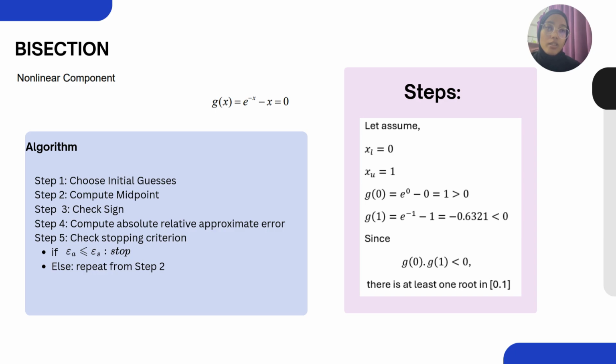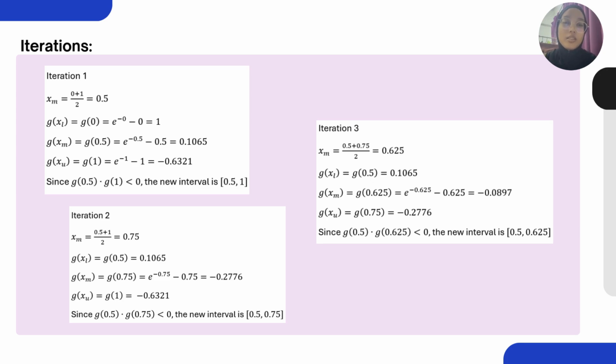Let's assume x lower equals 0 and x upper equals 1. When we evaluate the function, we get g(0) equal to 1, which is positive, and g(1) equal to negative 0.6321, which is negative. Since g(0) multiplied by g(1) is less than 0, we confirm that a root exists in the interval [0, 1], and the bisection method can be applied. Next, the iterations are carried out by the following steps.